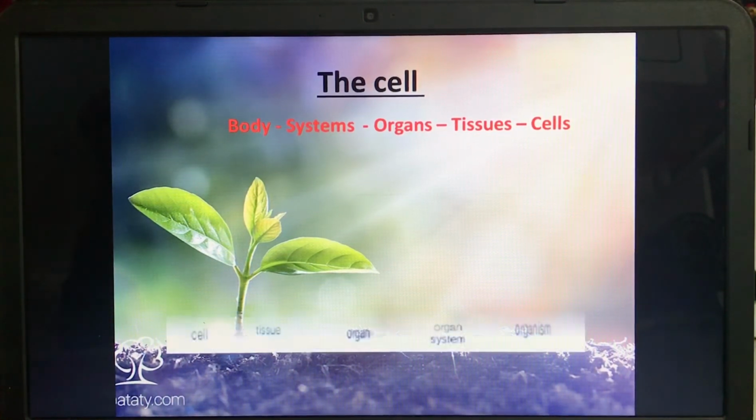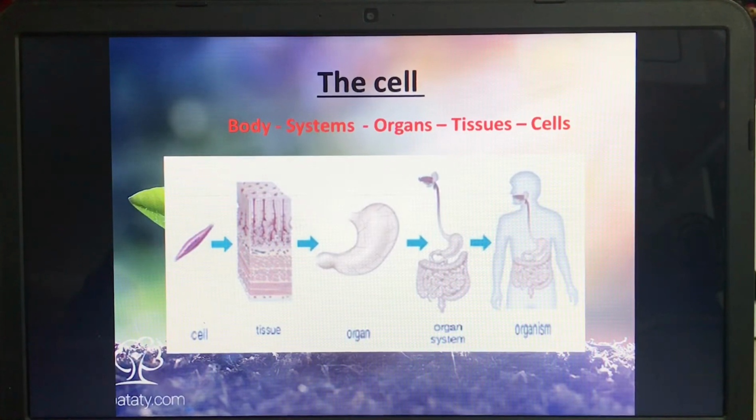Okay? So, if we have here our body, and if we take one system of our body, like the digestive system, we will find that it's made of many organs. For example, we have the organ of stomach. The stomach is made of many tissues, and each tissue is made of cells. So the cell is the smallest part of our body.